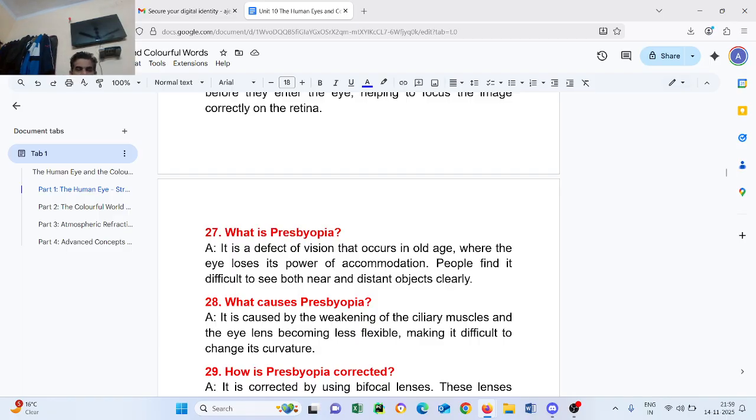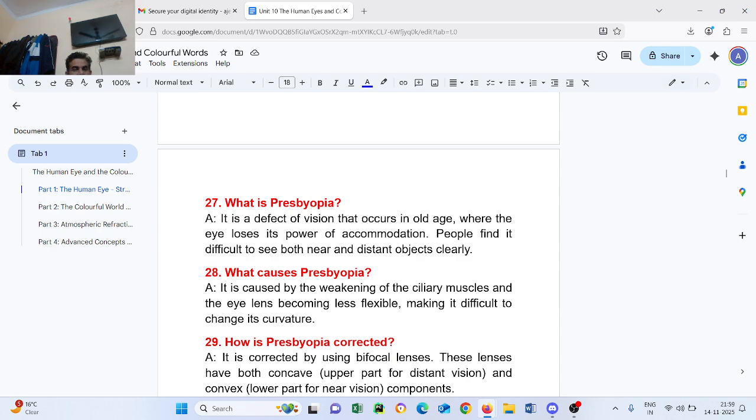Question number 28. What causes presbyopia? It is caused by the weakening of the ciliary muscles and the eye lens becoming less flexible, making it difficult to change its curvature.